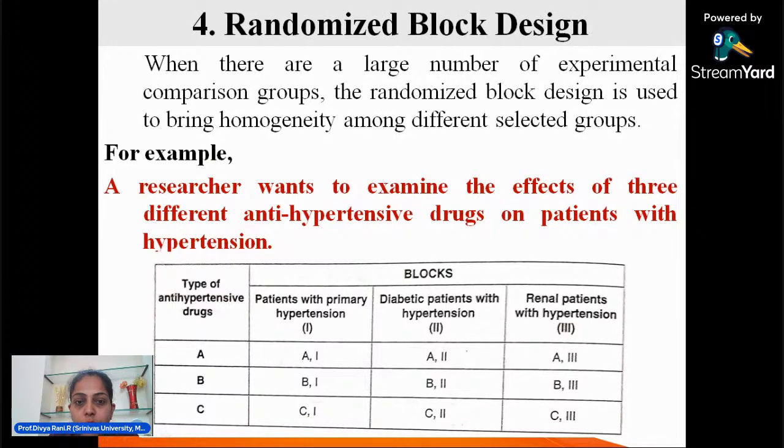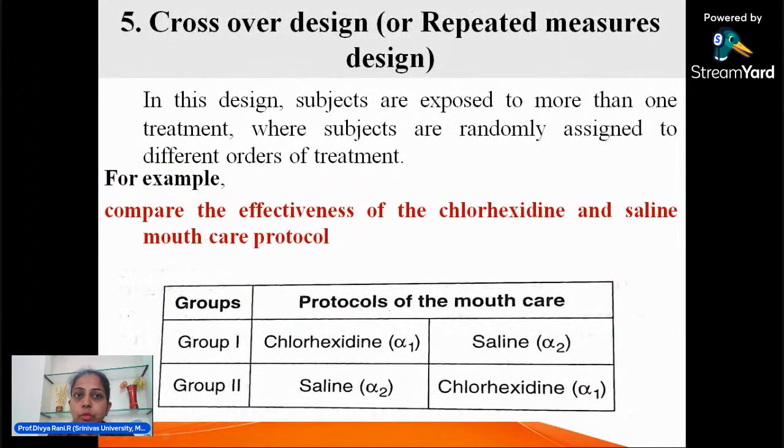So in all these boxes, this antihypertensive drug will be separately given to patient with primary hypertension, then diabetic patient with hypertension, then renal patient with hypertension. Then another antihypertensive drug also will be given to the three blocks. Then the third category of antihypertensive drug also will be given to the three groups. So this is the change in that.